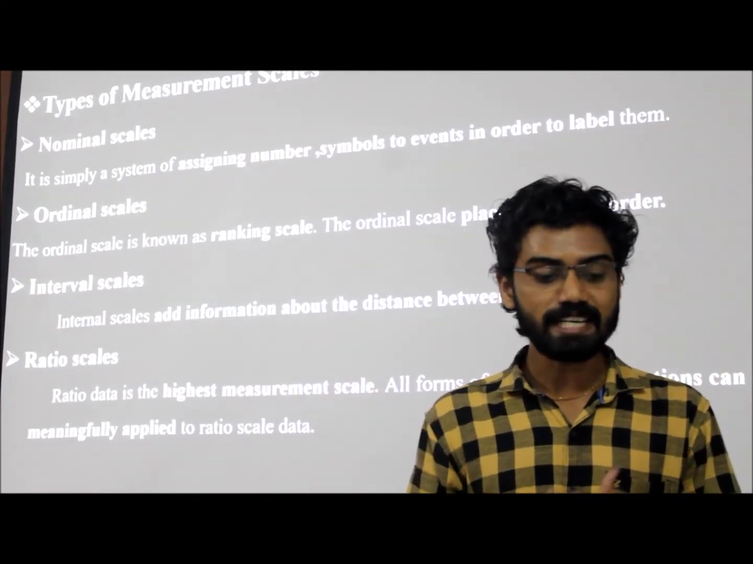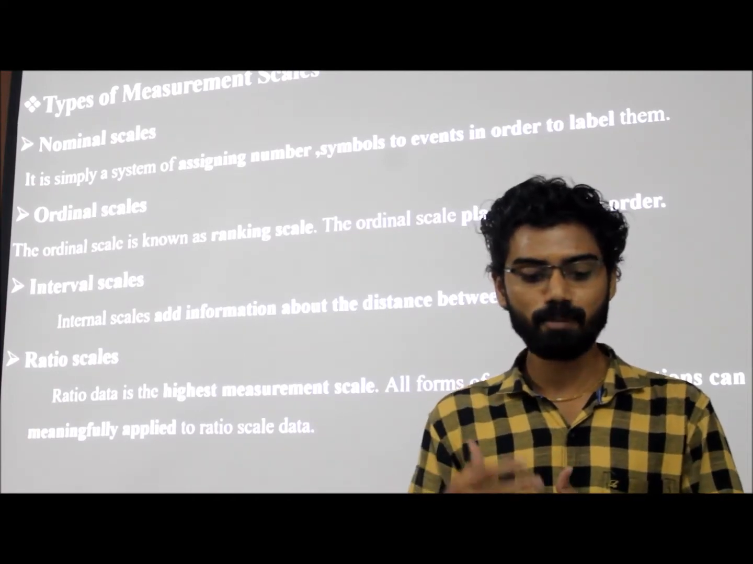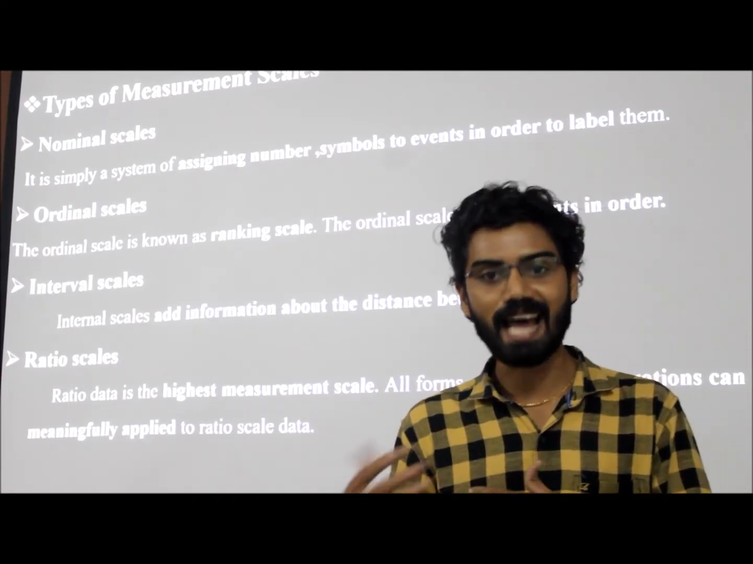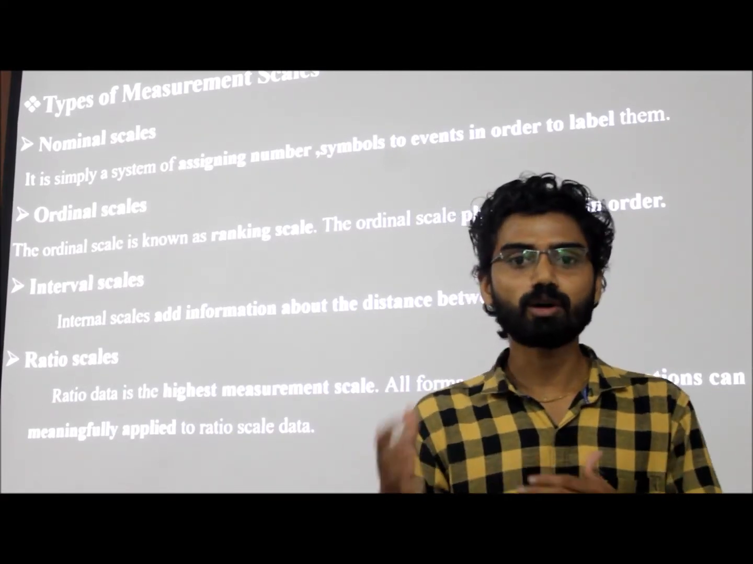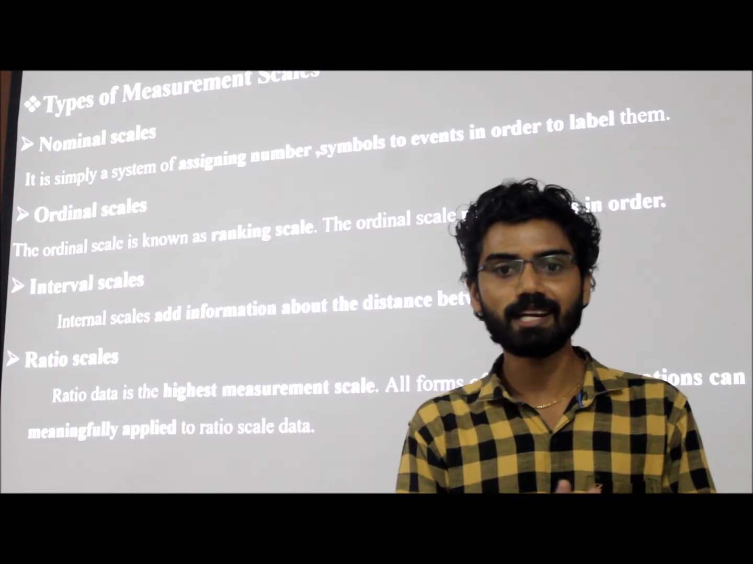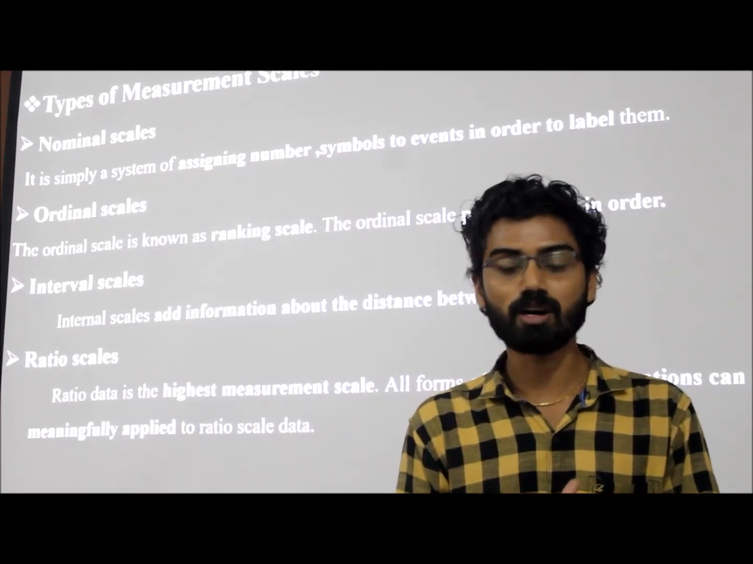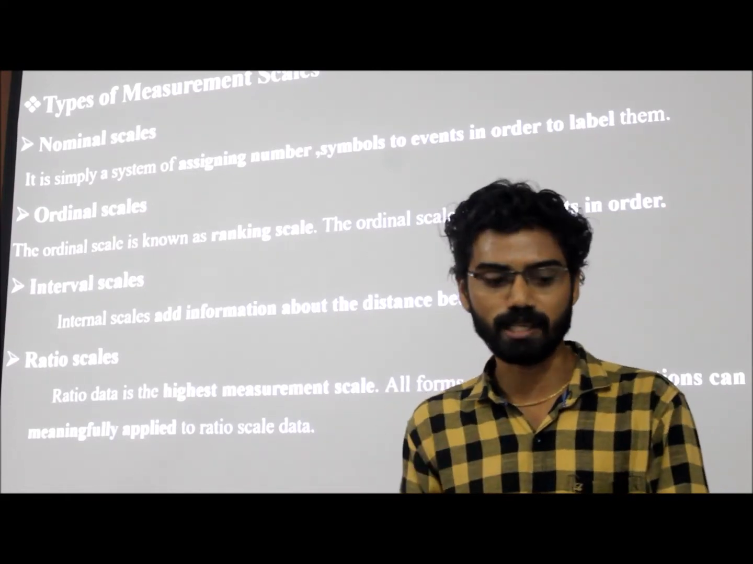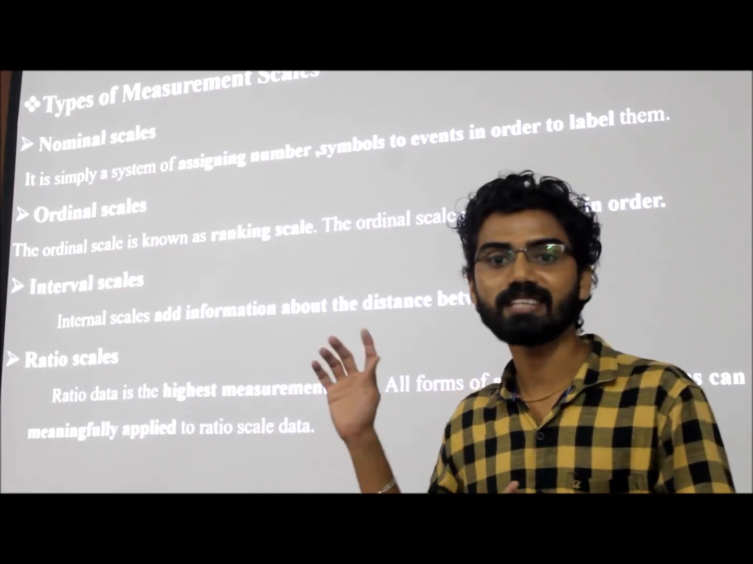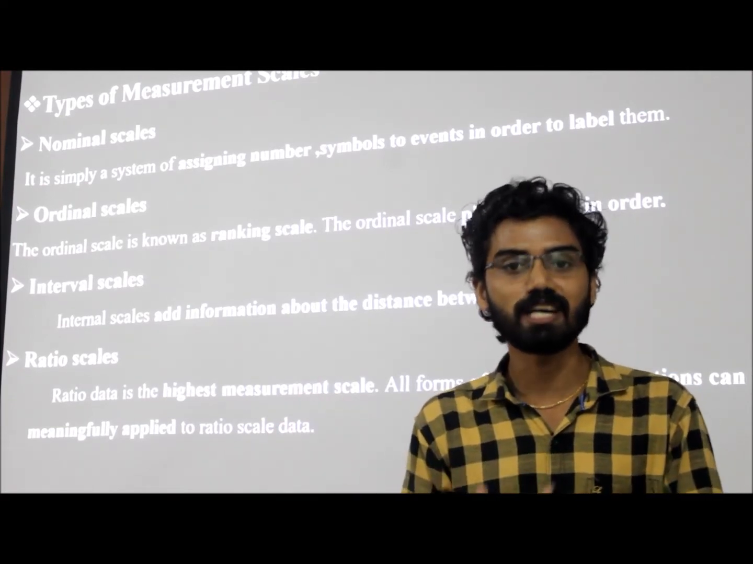And third one, interval scales. Interval scales add information about the distance between ranks. For example, 10 to 20. There will be a lot of measurements in between this 10 as well as 20. So interval scales help to measure the quantitative values that lie between these 10 and 20. This type of scale can be called an interval scale. So it adds information about the distance between ranks.